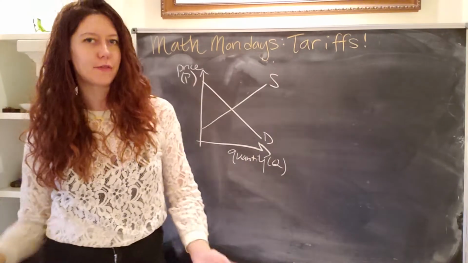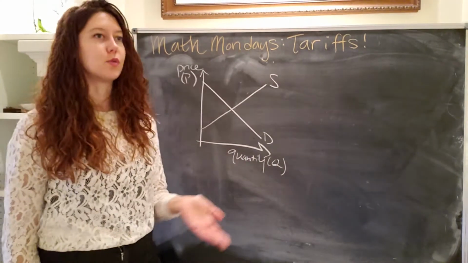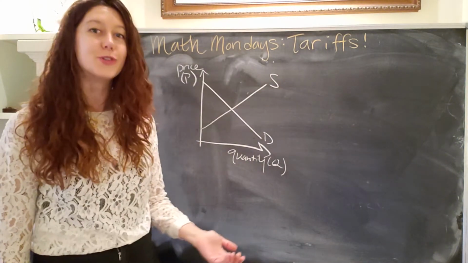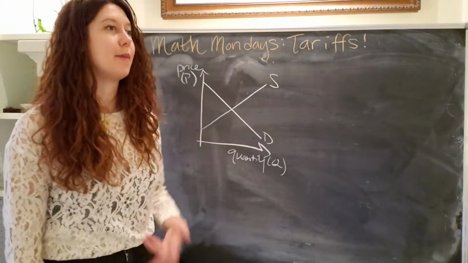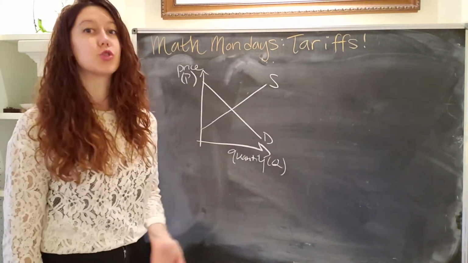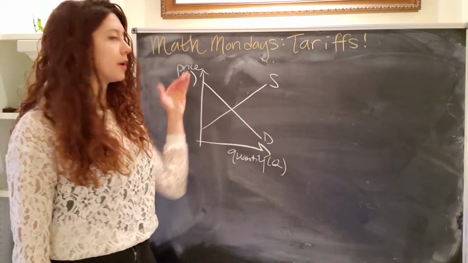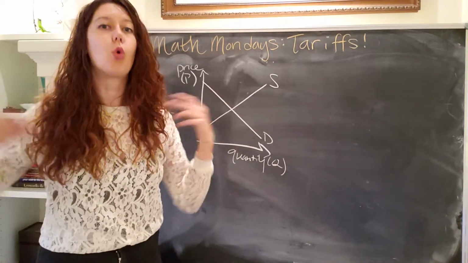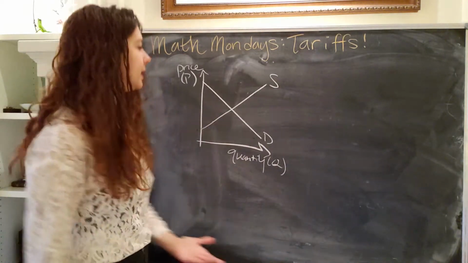So an iPhone is a good example. If the iPhone was trying to be sold for $10,000 a pop, there wouldn't be that many people, maybe more than I would expect, that would be willing to purchase the iPhone at $10,000. But as they drop the price, more people are going to want to buy it.